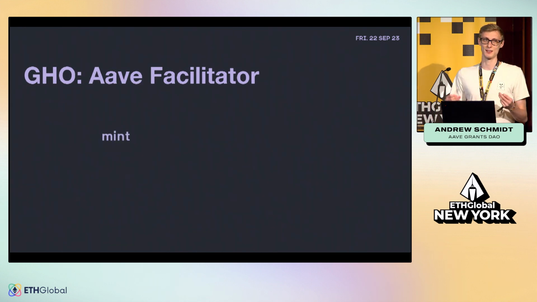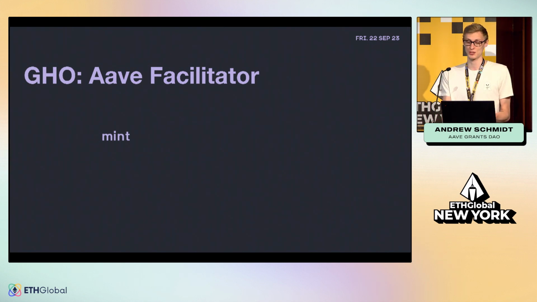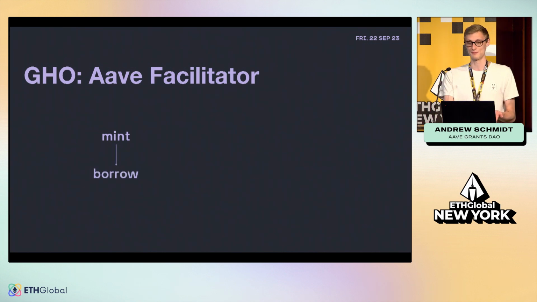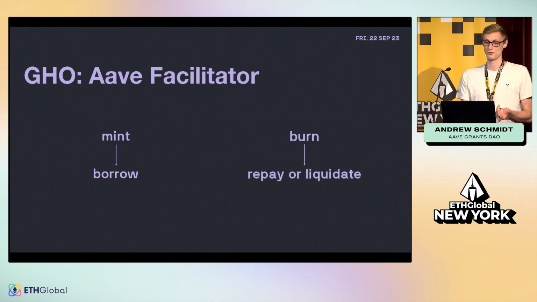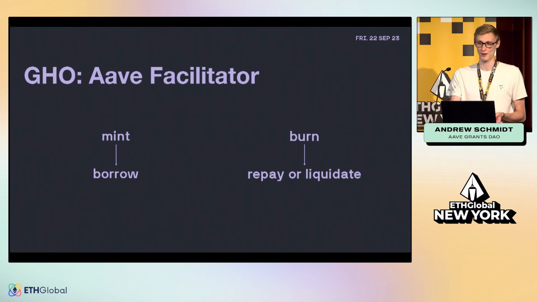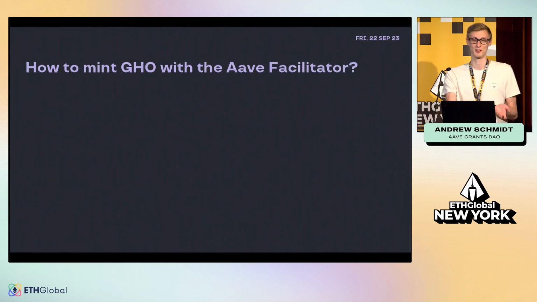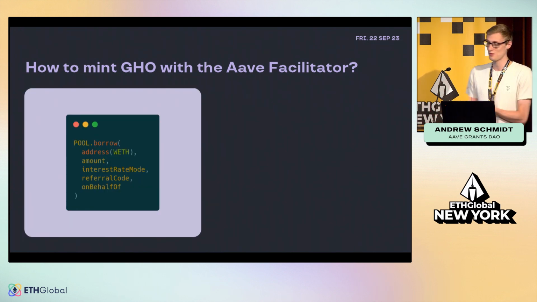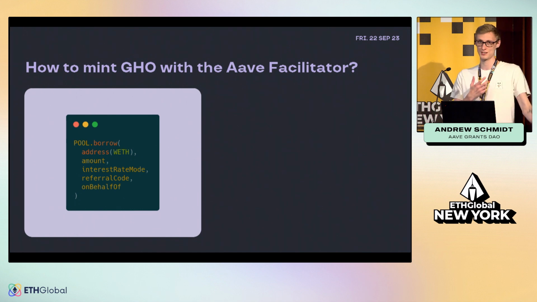Specifically, the Aave facilitator. How exactly is Go minted or burned through this facilitator? Well, it occurs through methods which are actually pretty accessible to most people. Minting occurs directly through the borrow function, and burning the Go token occurs through the repay or liquidation functions. To show exactly how seamless these actions are, let's take a look at a piece of Solidity code. How do you actually mint Go with the Aave facilitator? Maybe some of you are familiar with the core actions of the Aave protocol, where you're able to supply collateral and then borrow tokens against this collateral.